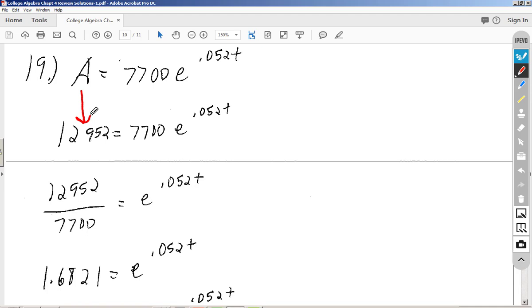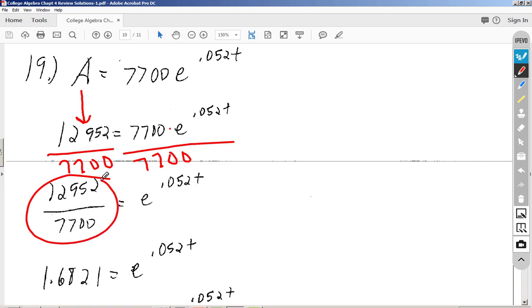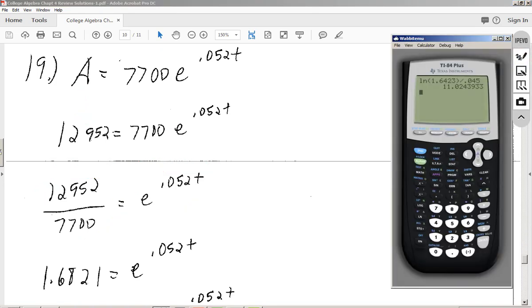To solve this equation, the first thing I do is take care of my algebra. Notice this is 7,700 times e, so the opposite of times is divided. We're going to divide both sides by 7,700. When I do that, I get 12,952 divided by 7,700 equals e to the 0.052t. I'm going to take my calculator and find out what 12,952 divided by 7,700 is. That comes out to be 1.682.